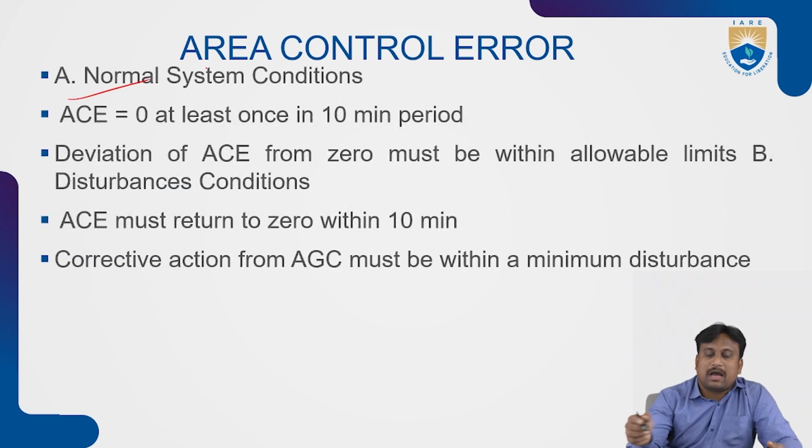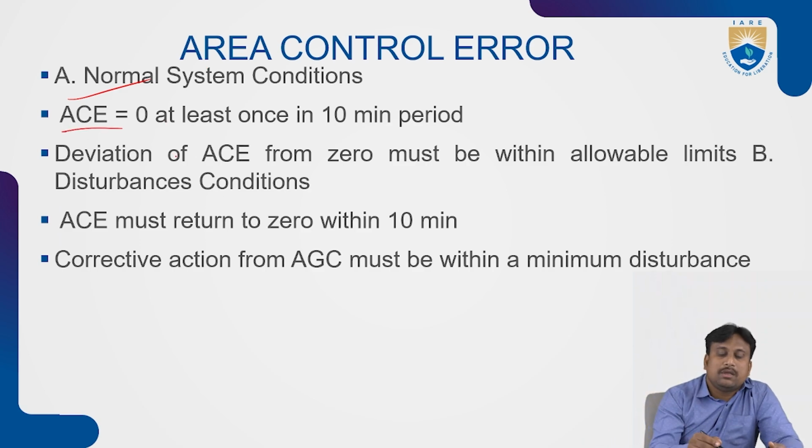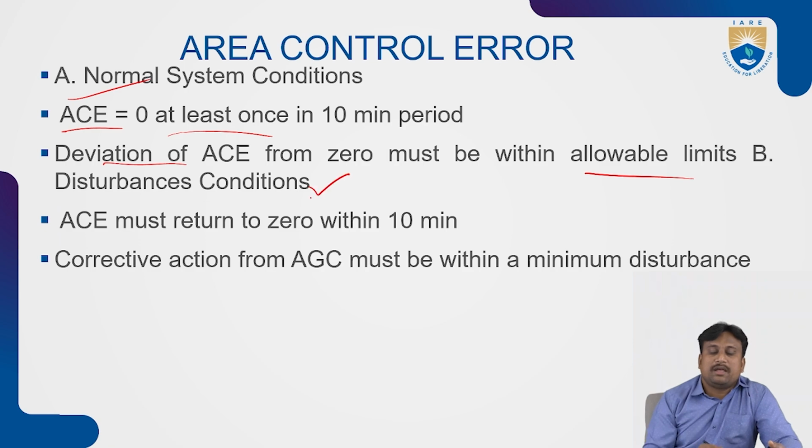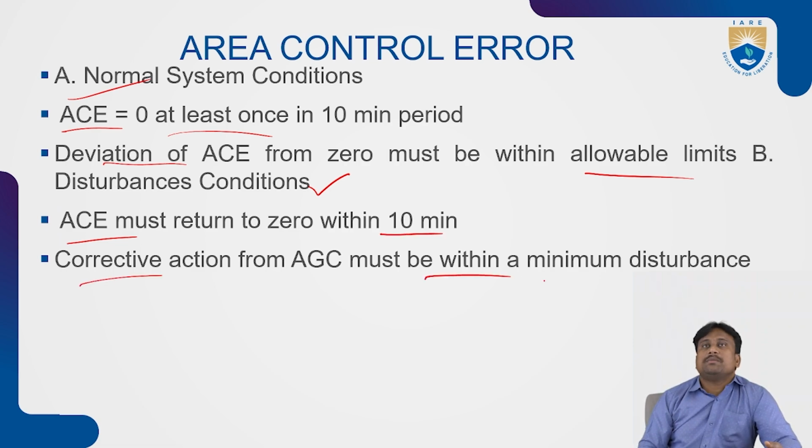So here, normal system conditions are considered when ACE equals 0, that is, at least once in a 10 minute period. The deviation of ACE from 0 must be within allowable limits. That means under disturbance conditions, the area control error must return to 0 within 10 minutes, and corrective action from AGC must be within a minimum disturbance.